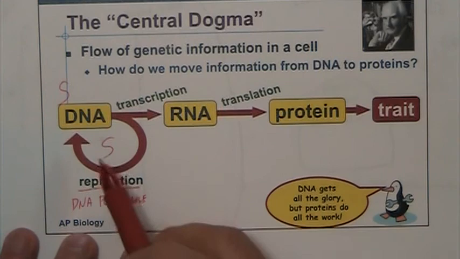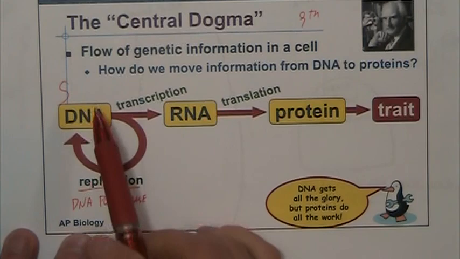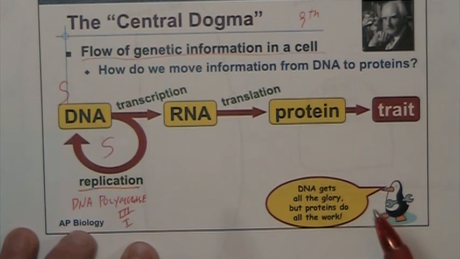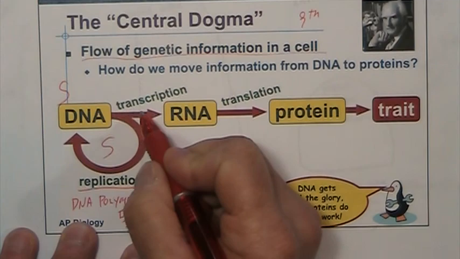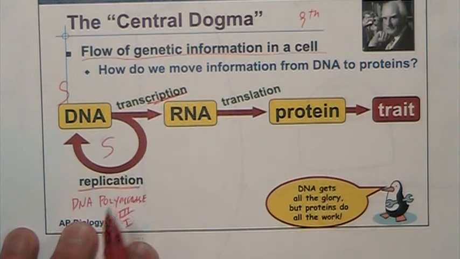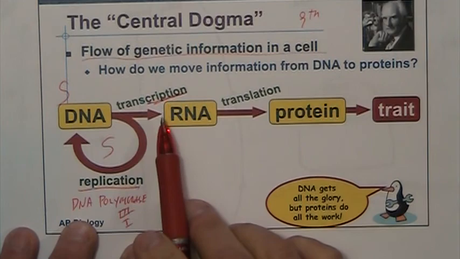And this is a little bit of review from your ninth grade biology class. So what we call the central dogma is really how the genetic information flows in a cell. How does it go from DNA forward? The DNA is going to be transcribed. So the first process is transcription, where a new copy of DNA is going to be made in the form of a molecule of messenger RNA.